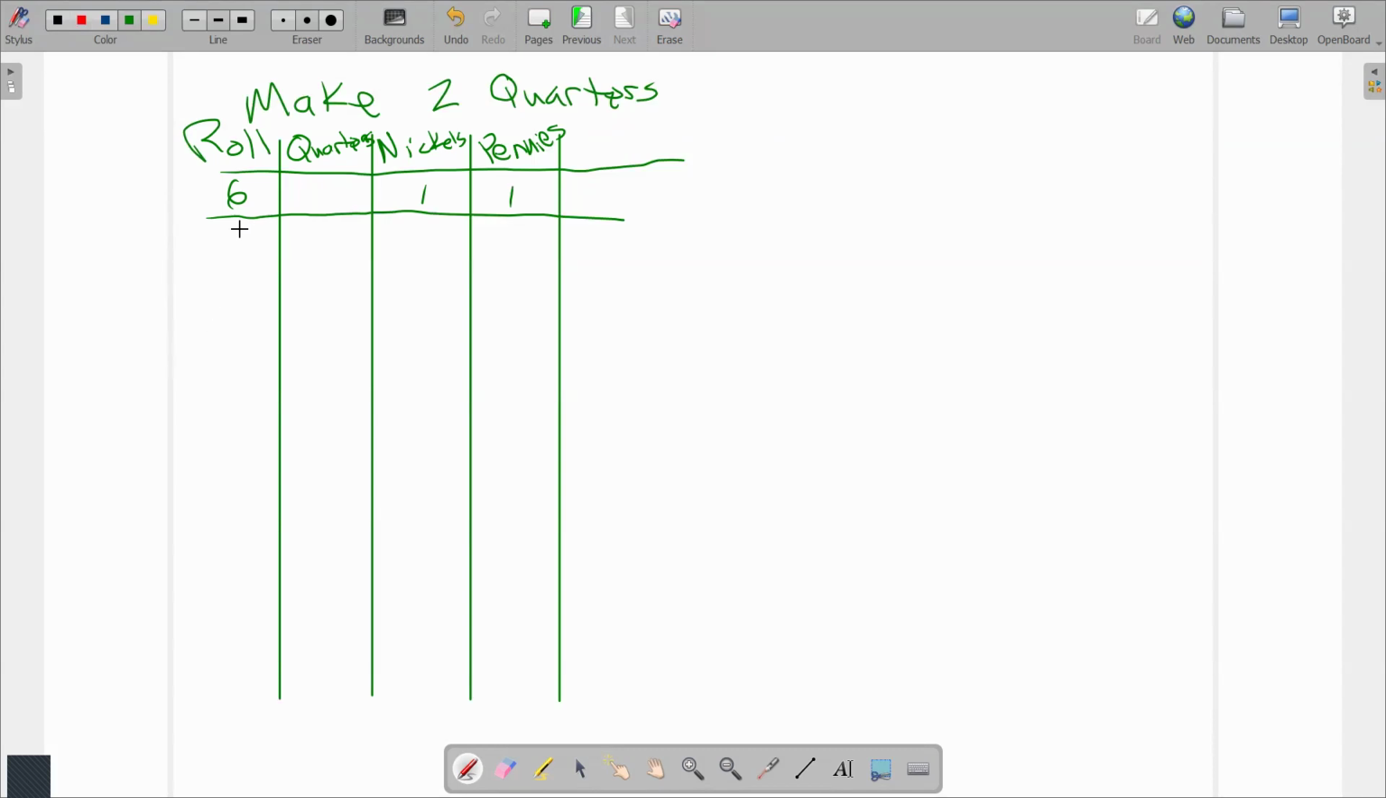Okay, so I'm gonna do the 2 next. So if I roll a 2, then I'm just gonna have now 3 pennies and 1 nickel. All right, I'm adding it on to what I have. And then you rolled a 5. Well, that's just gonna give me another nickel. So now I have 2 nickels and 3 pennies.